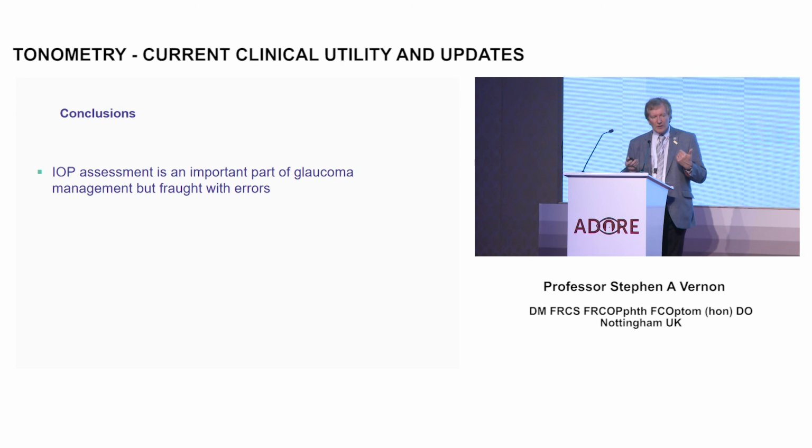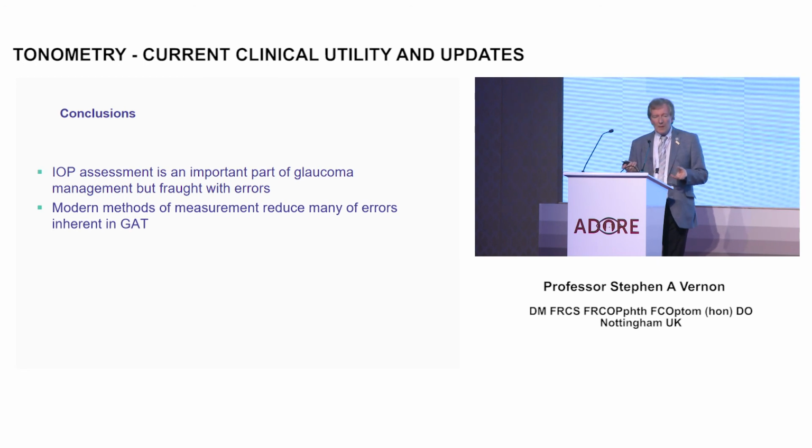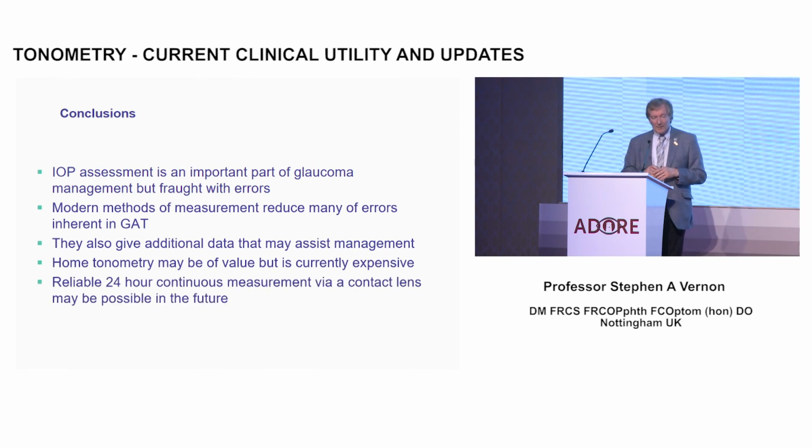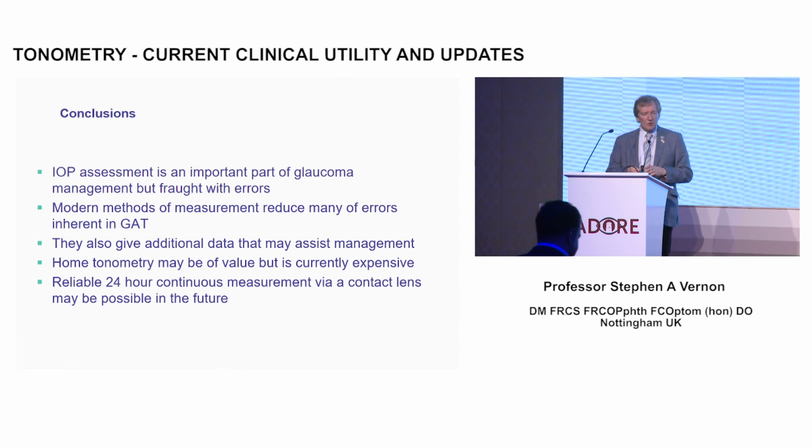So in conclusion, IOP is an important part of glaucoma management, but it's fraught with errors, remember that. Modern methods of measurement may reduce many of the errors that are inherent in Goldmann applanation. They also may give that extra information quickly, which will help you in the management. And home tonometry may be valuable but expensive, and we're not yet at a 24-hour continuous pressure measurement, but maybe we will be in the future.